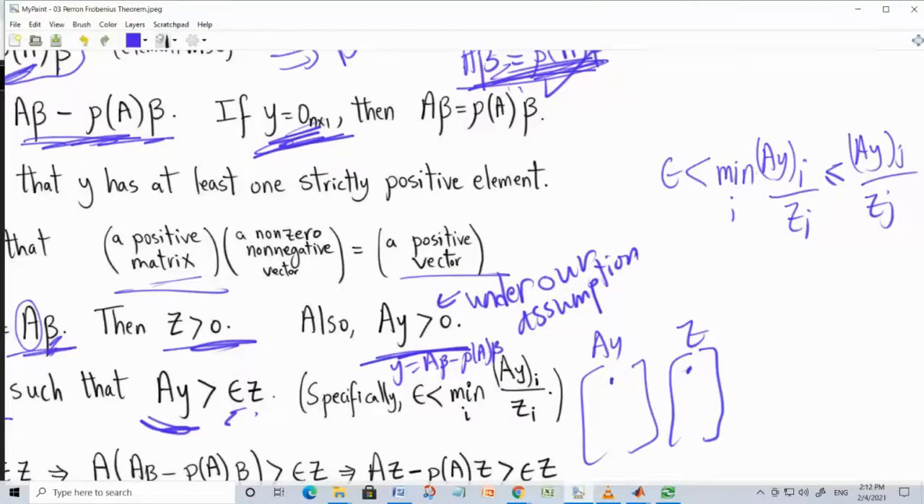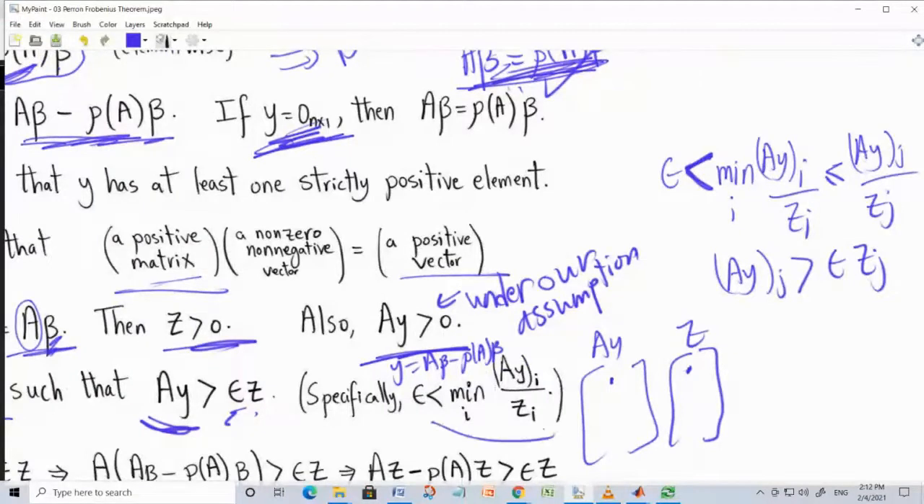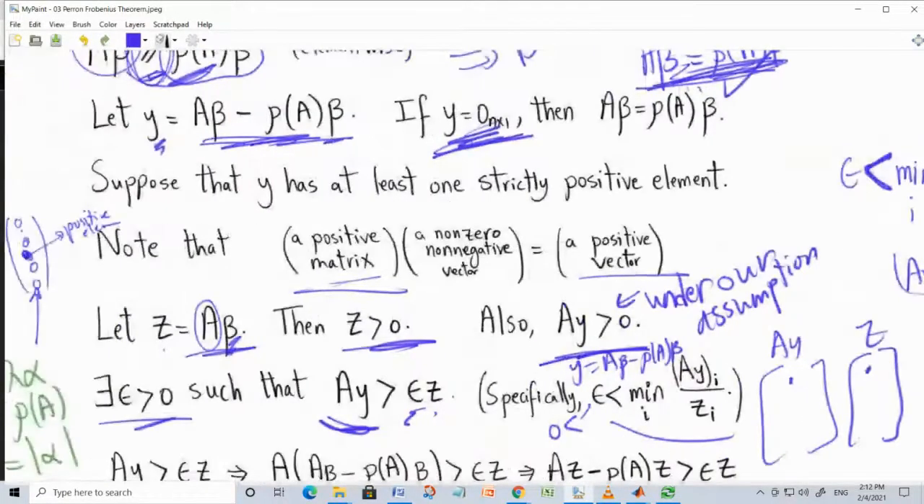And so what do we have here? This is a strict inequality. So we have that AYj is strictly greater than epsilon Zj for every j, which means that AY is greater than epsilon Z componentwise. So if you choose any epsilon greater than 0 and less than this minimum, this epsilon will tell you that vector AY is greater than vector epsilon Z.